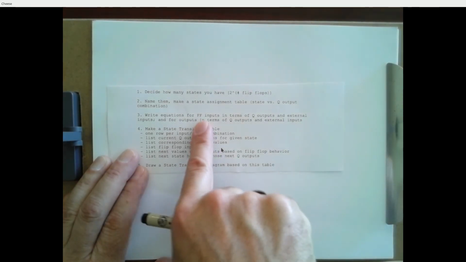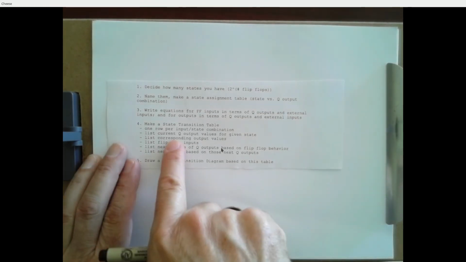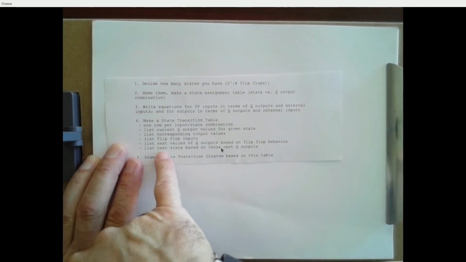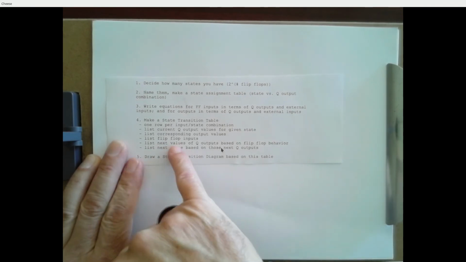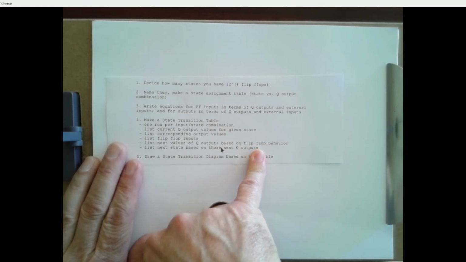So write your equations so that you can stop staring at the diagram. You can just work with Boolean equations. And then making the state transition table, what you're going to do is when you get down here, list the next values of Q outputs based on the flip-flop behavior. That's going to depend on the type of flip-flop.